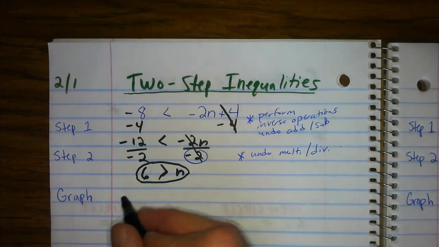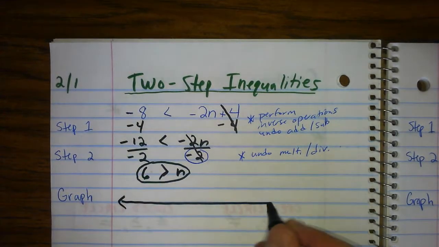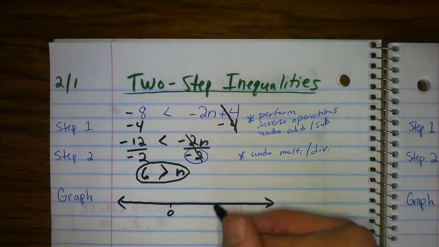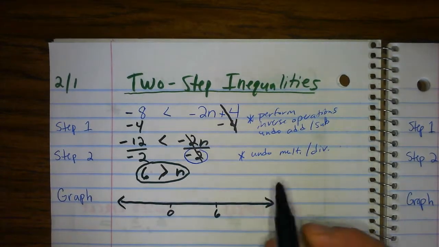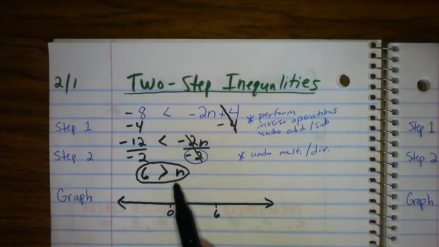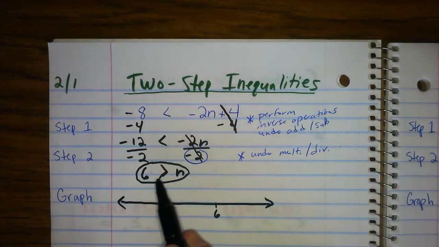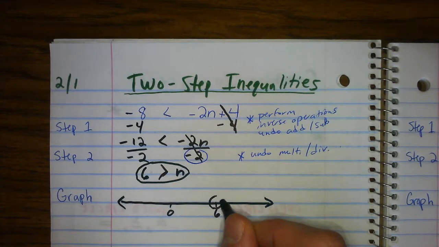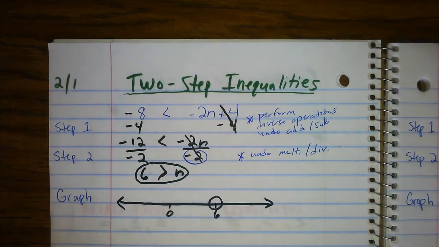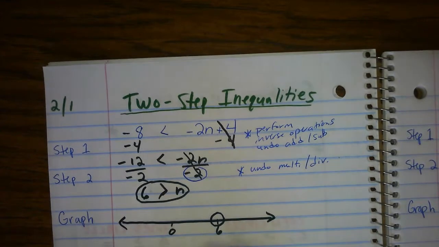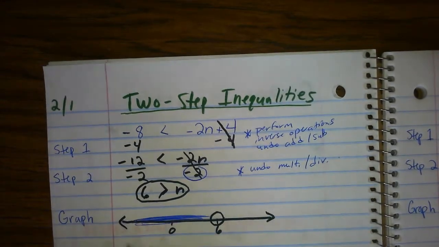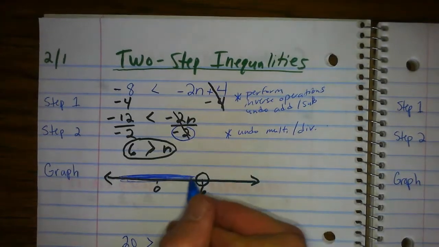Now, to graph, you should have notes on this. I'm going to make my graph, put 6 here. This says 6 is greater than n. Since it's greater than, I'm going to have an open circle at 6. And then n is less than 6, so I'm going to shade to the left. So that's what it should look like.